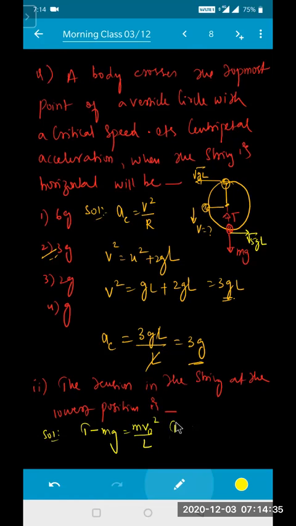So T minus mg is equals to m into v naught square, which is 5gL, divided by L. L cancels, and the minus mg comes to the other side. So T will be equal to 6 times mg. So those are the conditions you need to do it.